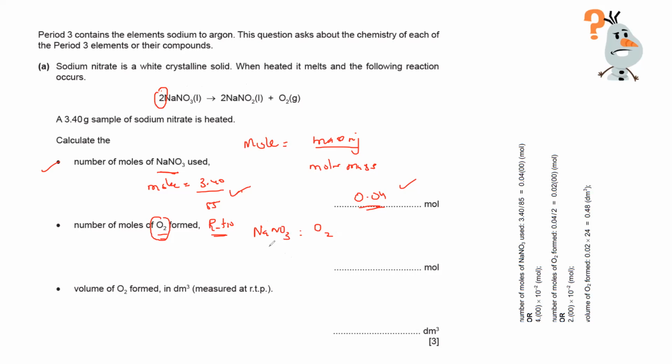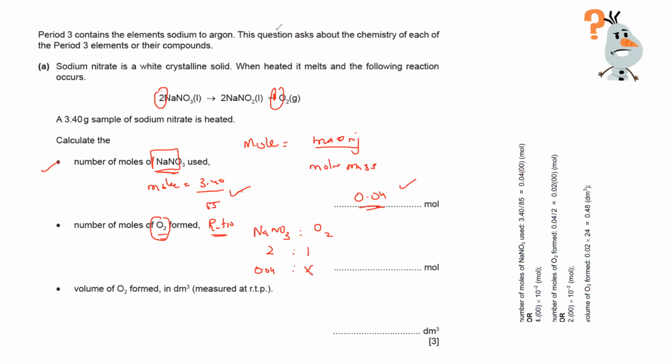That is 2. And how many moles of oxygen are there? If nothing is written, it means 1 is there. So 2 is to 1 is the ratio between sodium nitrate and oxygen. But in the question, how many moles of sodium nitrate are used? So the previous answer, and I mentioned that in moles questions, the topics are interrelated, like parts. So if we have 0.04, then how many moles of oxygen should be there?